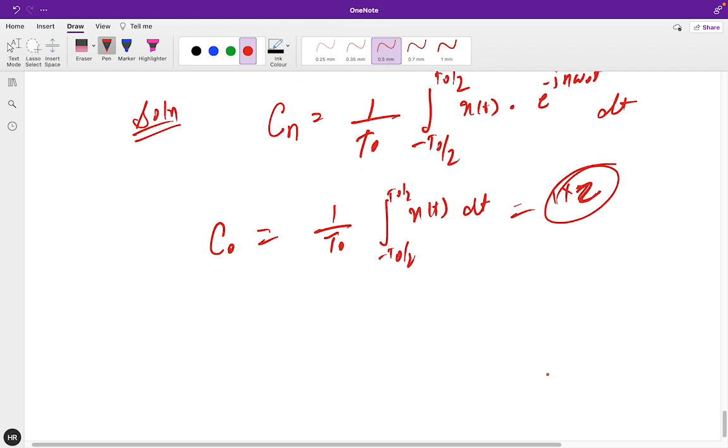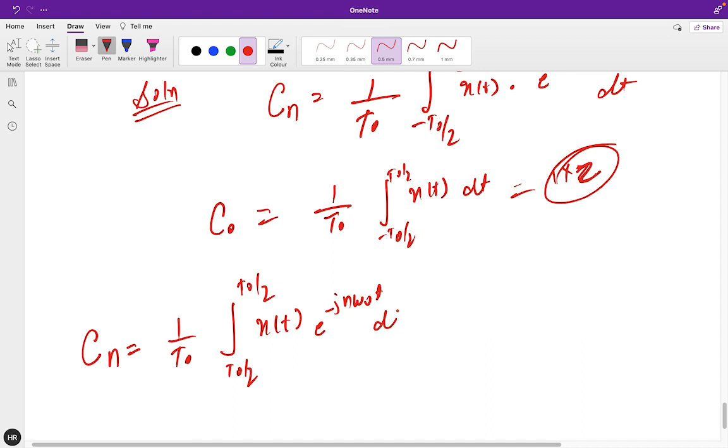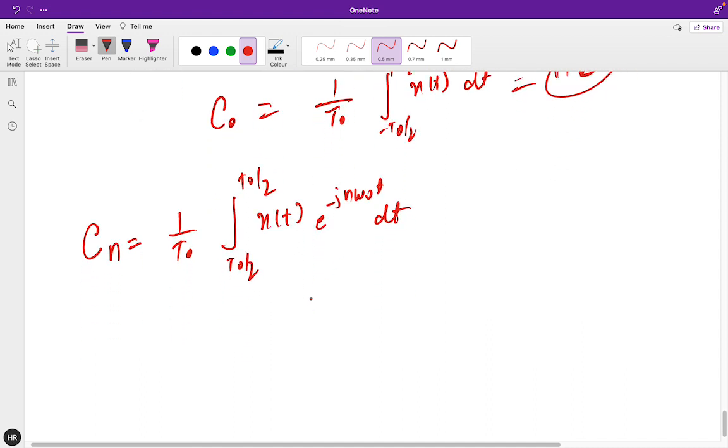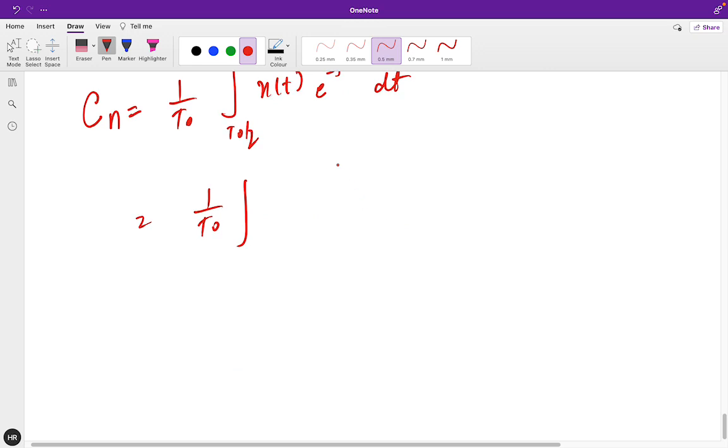Now if I want to calculate the value of Cn, this is the c0 value. If I want to calculate the value of Cn, so Cn is what? 1 upon t naught, integral from minus t naught by 2 to t naught by 2 of x of t e power minus j n omega naught t into dt. Okay, so now put all the values. At what range do you have the pulse? Minus tau by 2 to plus tau by 2. So that's why minus tau by 2 to plus tau by 2.